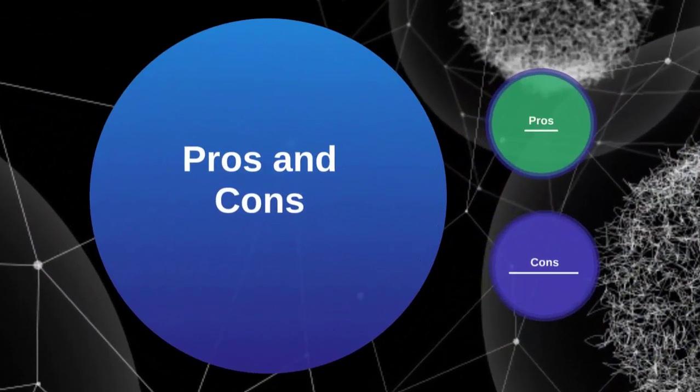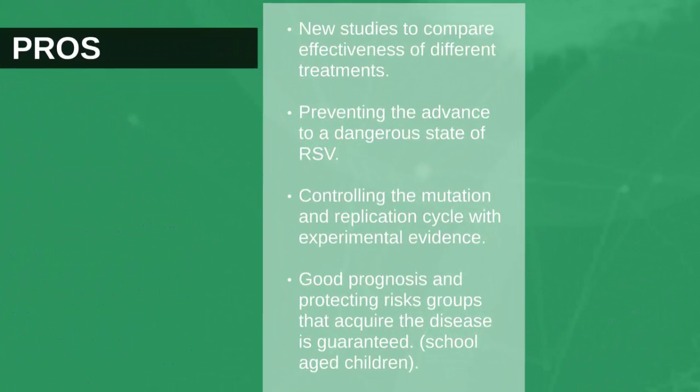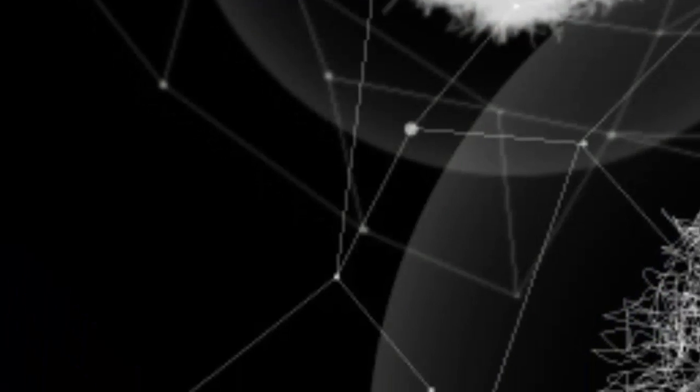So there are going to be pros and cons. For pros or advantages, we can say that there are now new studies to compare the effectiveness of different treatments, preventing the advance to a dangerous state of RSV, controlling the mutation and replication cycle with experimental evidence, and there's a good prognosis and protection of risk groups that acquire the disease, like school-age children, with this study.